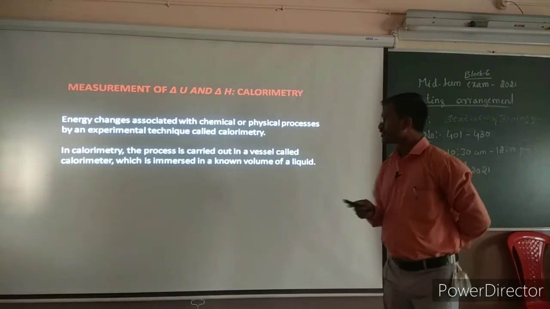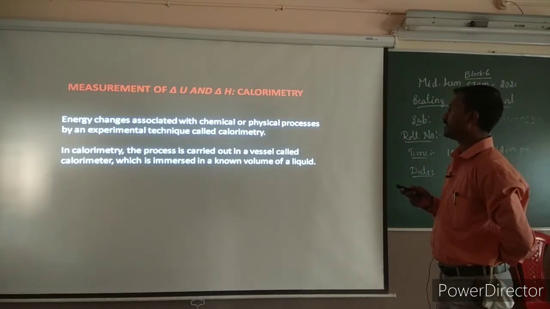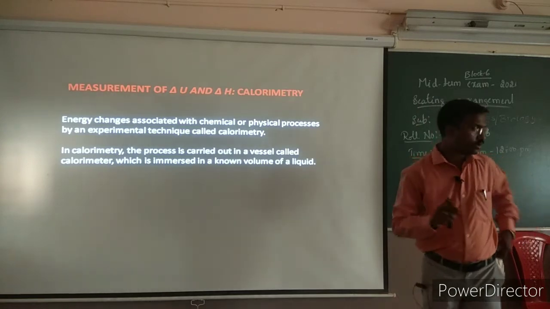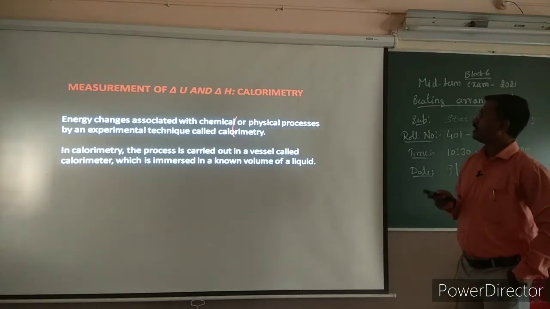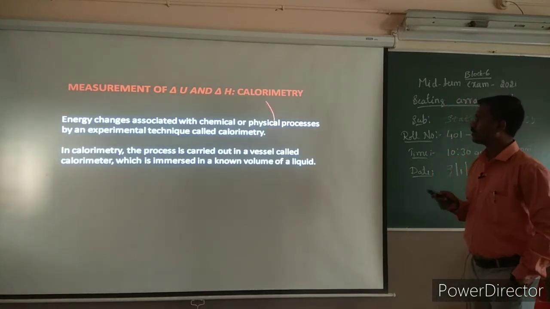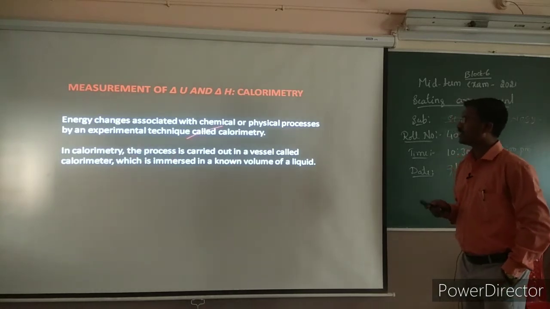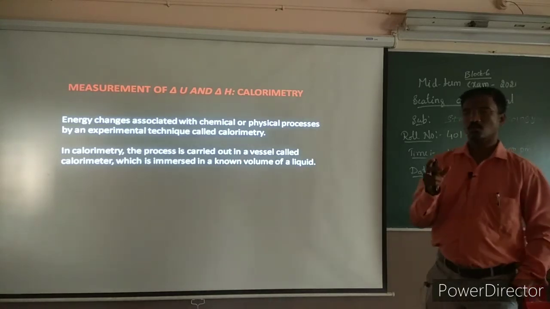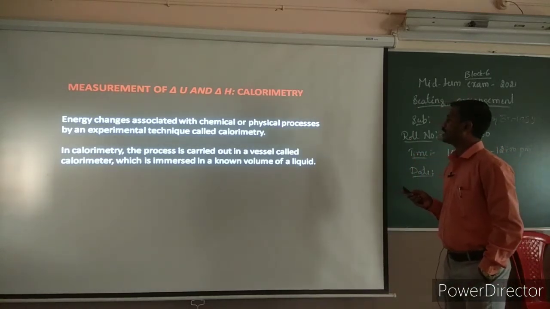Here, the energy change associated with a chemical or physical process measured by an experimental technique is called calorimetry. Here it is having one instrument, we are going to observe this structure also. This instrument will explain how it is used for determining delta H and delta U. The process is carried out in a vessel called a calorimeter, which is immersed in a known volume of liquid. Here we are taking water. So in water we are dipping this instrument, that is the calorimeter.